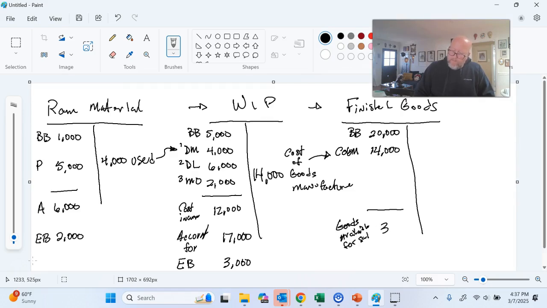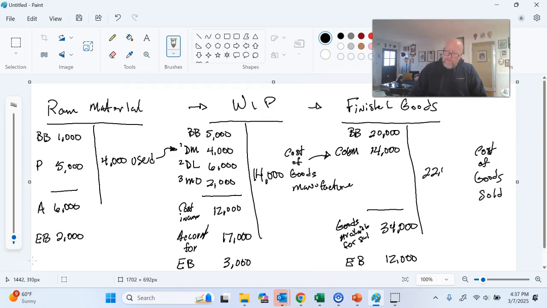And in my example, that would be 34,000. Then I would go look for and quantify the ending balance. Let's just say that I quantified the ending balance and I have $12,000 worth of tables. It must be the case that my cost of goods sold is 22,000. Okay. That is the flow of costs in the T accounts.